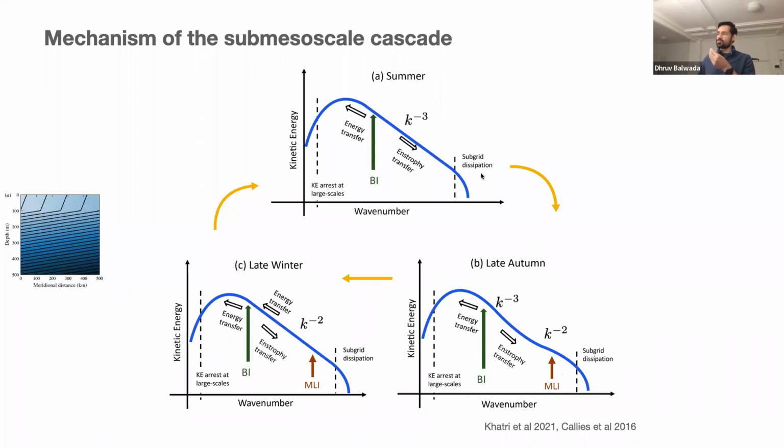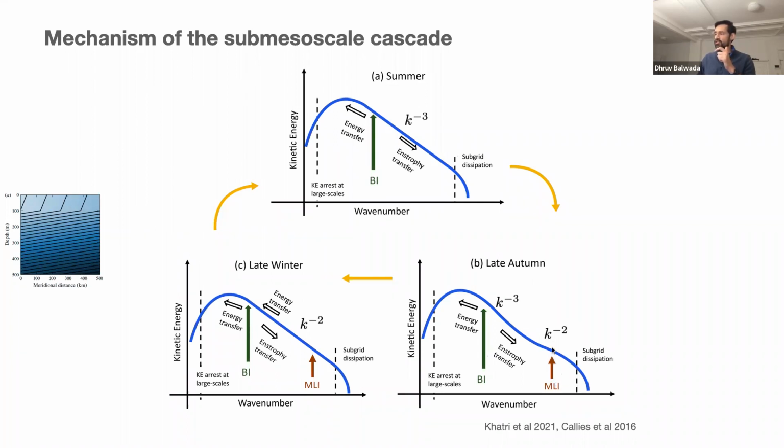Now, as you start to move towards autumn, remember this schematic that I showed you earlier. There was a mixed layer present at the surface, and this mixed layer had its own instability scale associated with it, which was smaller than the baroclinic instability scale. At the mixed layer instability scale, because mixed layers are getting deeper, they have more available potential energy. That available potential energy starts to get released, and so you're starting to inject energy into modes that are smaller.